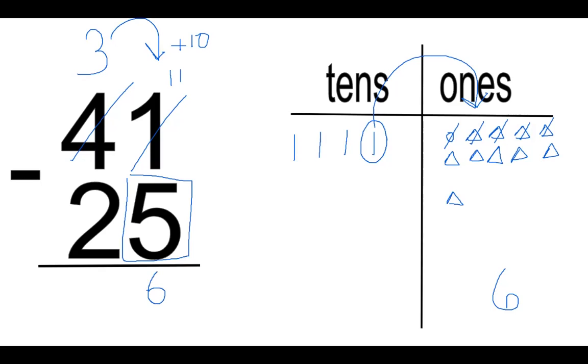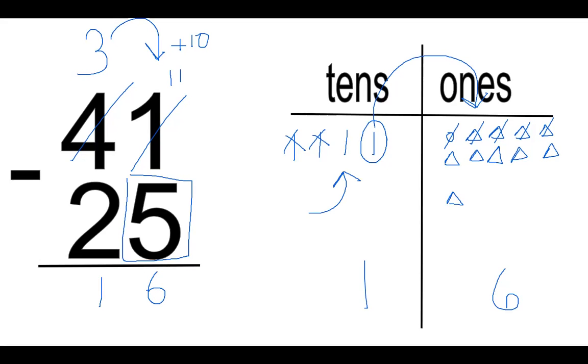Now I'm going to go and take away my tens place. I'm taking 20 away from 30. So let's go ahead and do that. 10, 20. How many tens do I have left? I have 1 ten left. So my answer is 16.